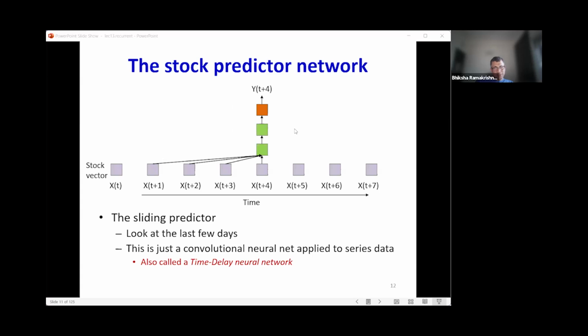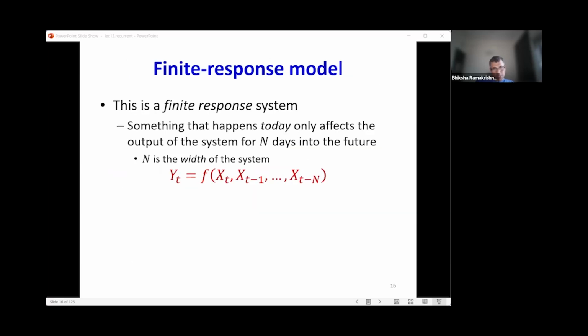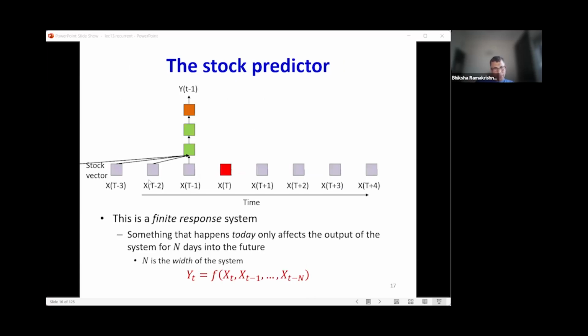And so each day, the network is going to look at a history of a few days and make its prediction. But then this network is a finite response system. Something that happens today only affects the output of the system for some n days into the future, where n is the width of the window that the system is looking at. So here, for example, this network is only looking at a window of 4 days.